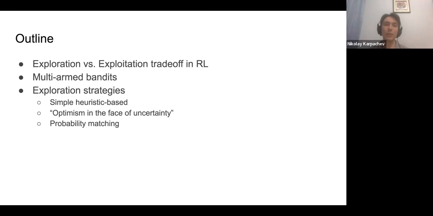And finally, we'll look at some of the most used strategies for exploration, starting from heuristic-based approaches, which you've seen before in this course, like greedy strategy, epsilon-greedy strategy, softmax, and then we'll go to more theoretically sound and theoretically complicated methods like uncertainty-based sampling and probability matching.